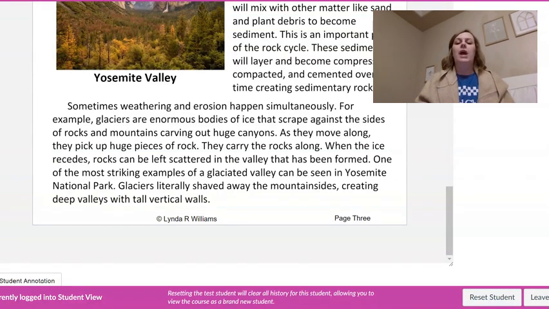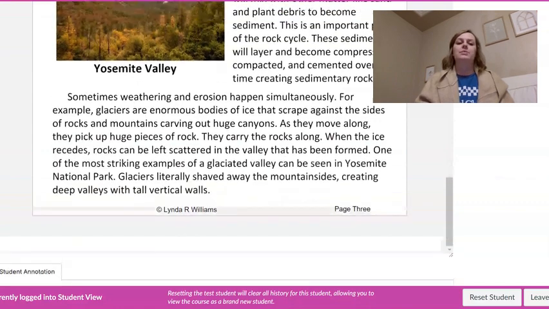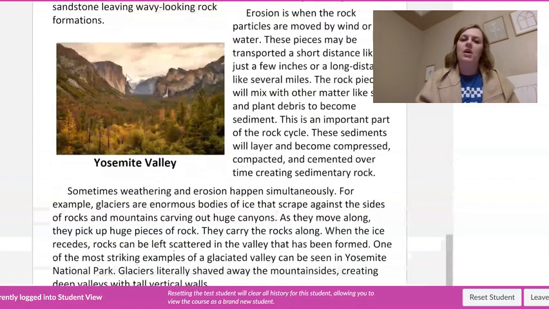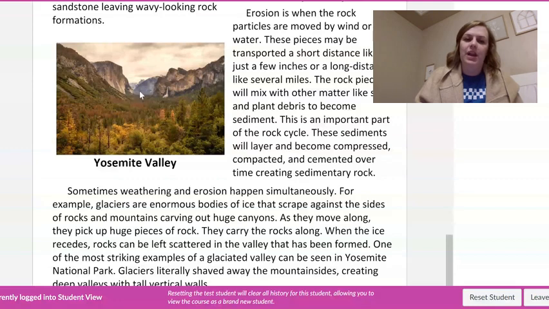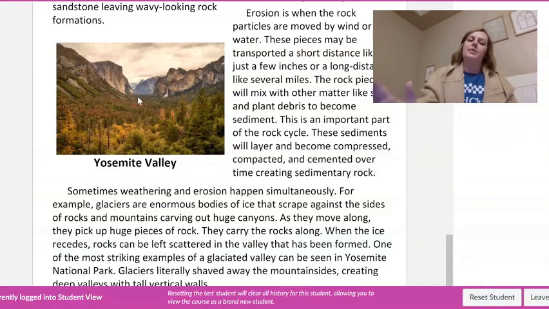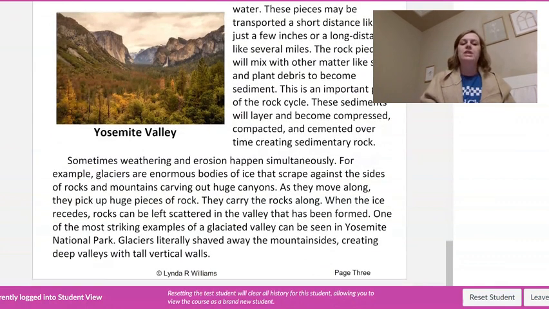One of the most striking examples of a glaciated valley, that means made with a glacier, can be seen in Yosemite National Park, and that's pictured right here. This is a picture. This huge canyon was created by a glacier that was going along and scraping, and it shaved away at the sides. Glaciers literally shaved away the mountainsides, creating deep valleys with tall vertical walls.